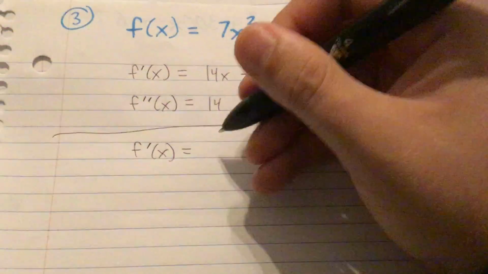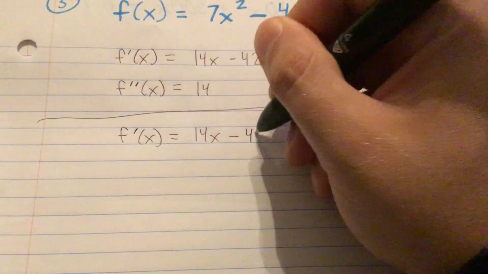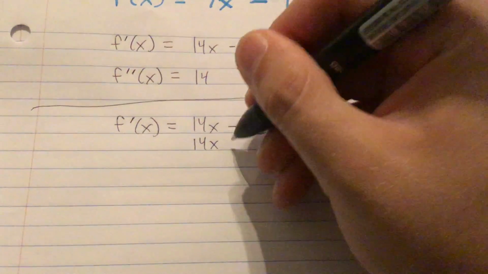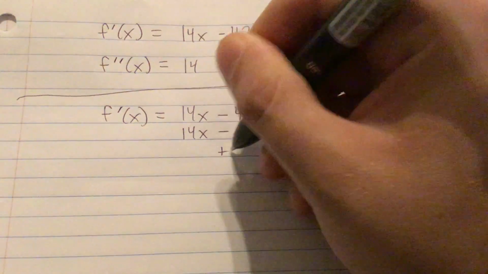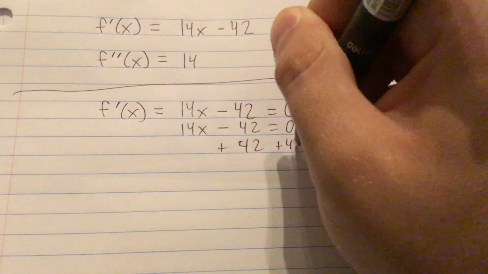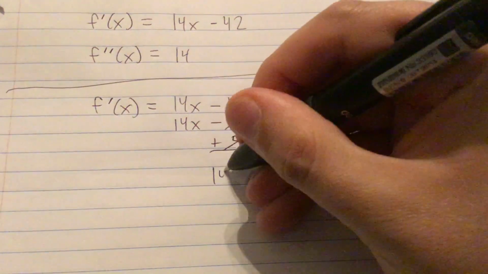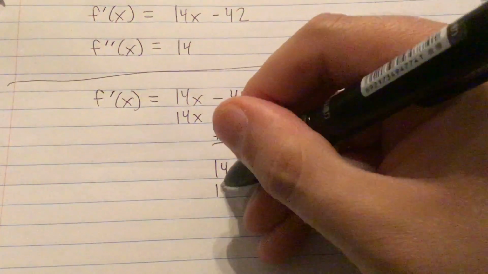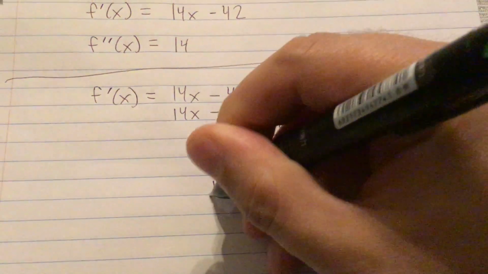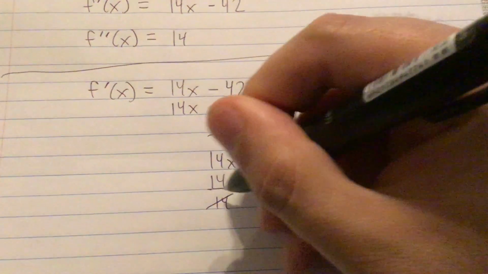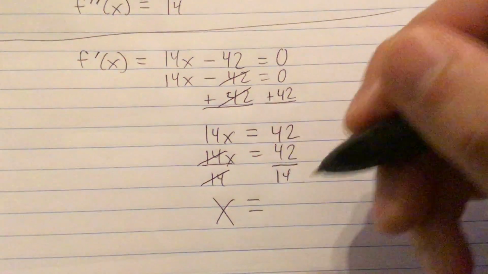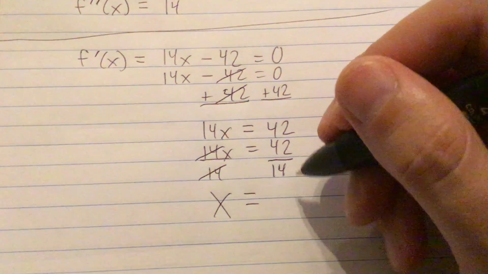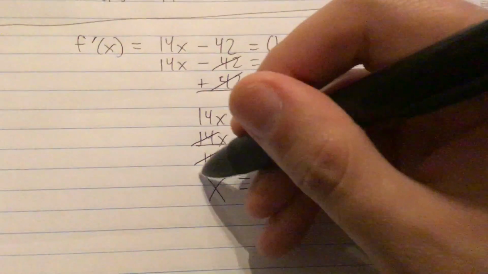Set f prime of x equal to 0, so when is the slope going to be 0? Okay. Now I'm going to solve for x by adding 42 on each side. So now I've got 14x is equal to 42. And now I'd like to divide both sides by 14. So therefore, x is equal to 42 divided by 14. That would be 3, because it goes 14, 28, and then you add 14 to that. That'd be 42. So x is equal to 3 is my critical point.